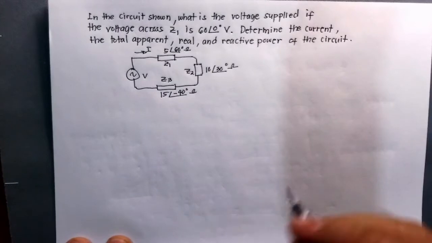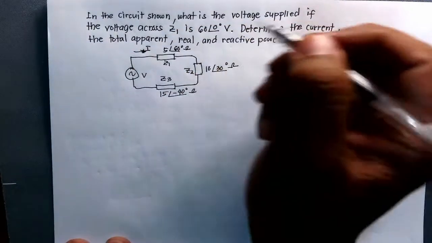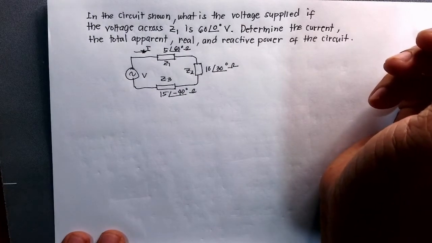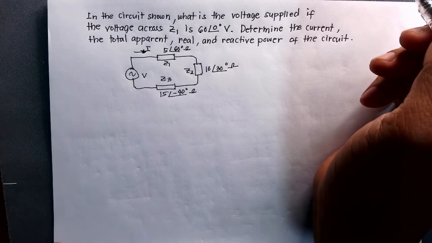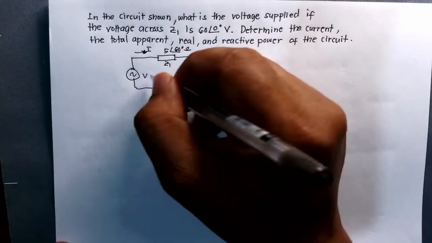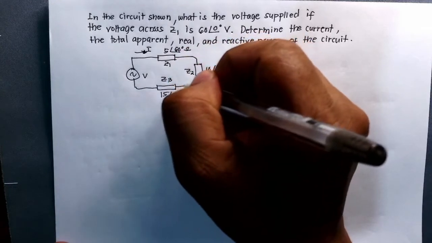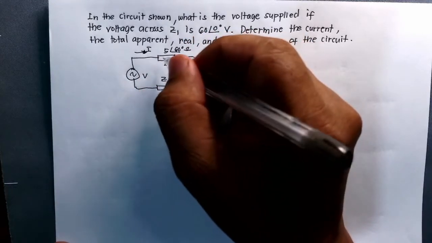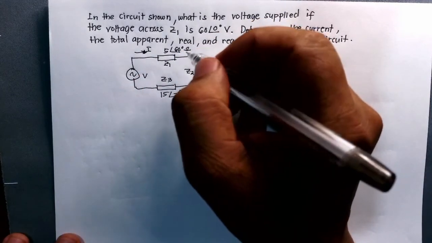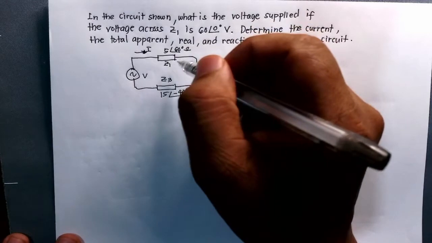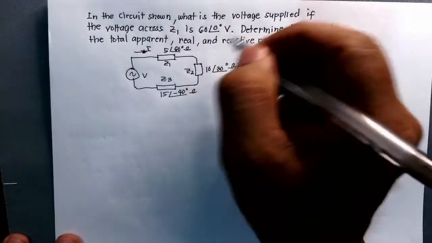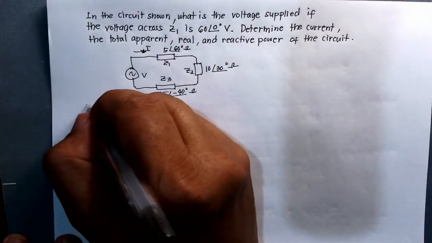First, we are to determine the current I, or the total current. To be able to do that, we know that the current that flows through the circuit is the same. So same current at Z1, Z2, and Z3. Therefore, if we can get the current at Z1, that will be the total current.